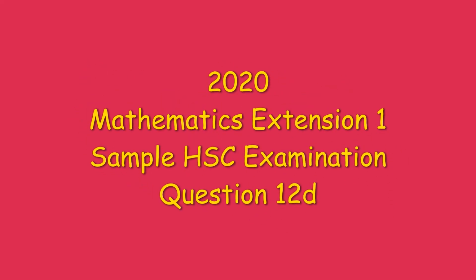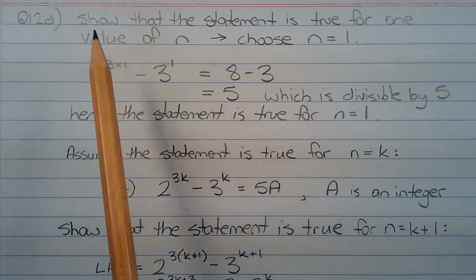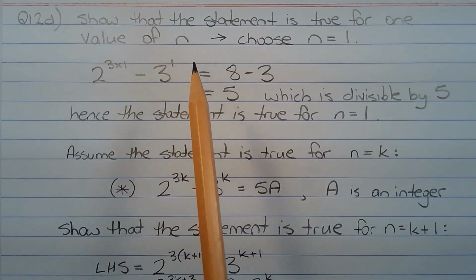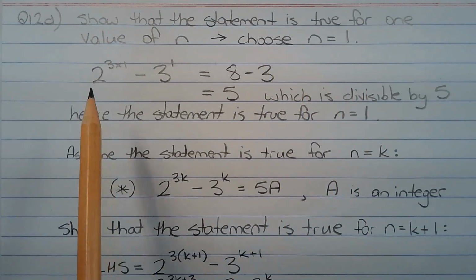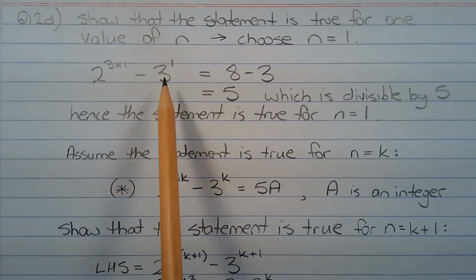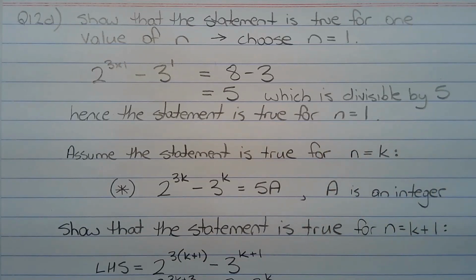Question 12D. Use mathematical induction to prove that 2 to the power of 3n minus 3 to the power of n is divisible by 5 for n greater than or equal to 1. The first step is to show the statement is true for one value of n. A convenient value to choose is n equals 1. Substituting n equals 1 into the statement, we have 2 to the power of 3 times 1 minus 3 to the power of 1, which equals 8 minus 3, which equals 5, which is divisible by 5. Hence, the statement is true for n equals 1.